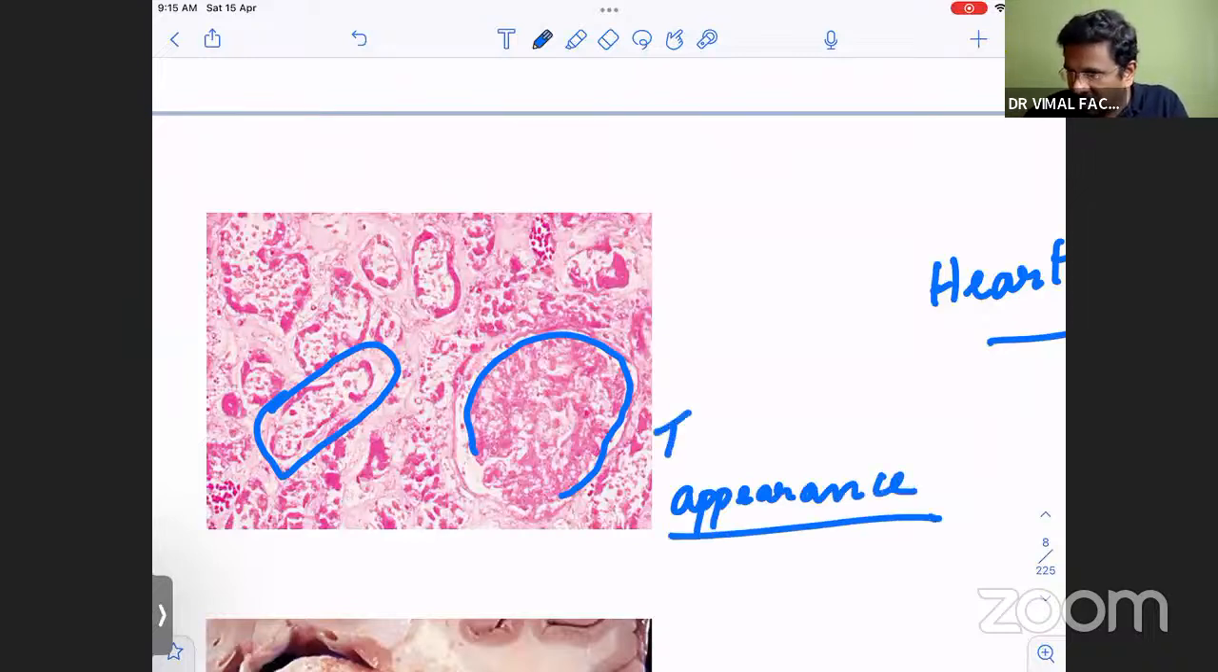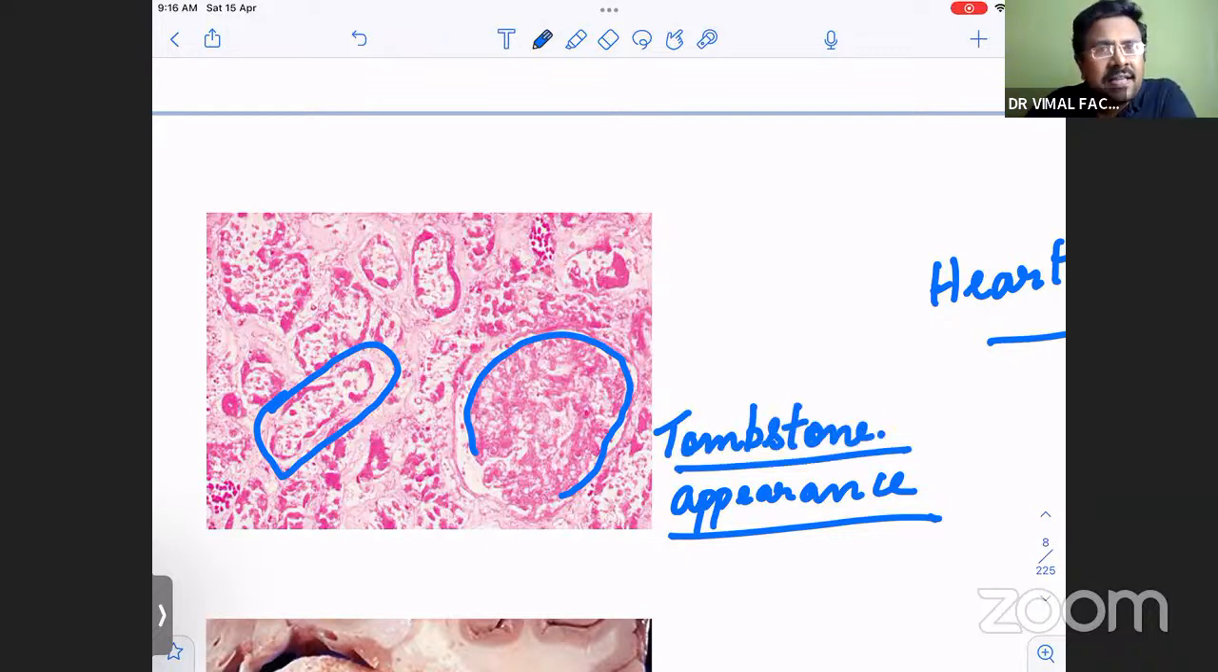This appearance is called tombstone appearance. Yes, very good. And where else will you see tombstone appearance in pathology? Where else have you heard of a row of tombstone appearance? Yes, pemphigus, to be very specific, pemphigus vulgaris. In pemphigus vulgaris you get a row of tombstone appearance.